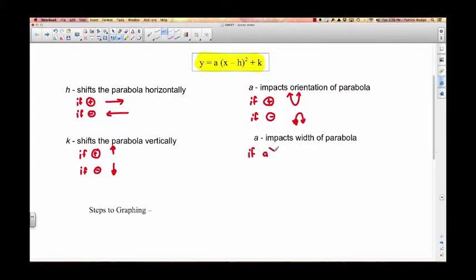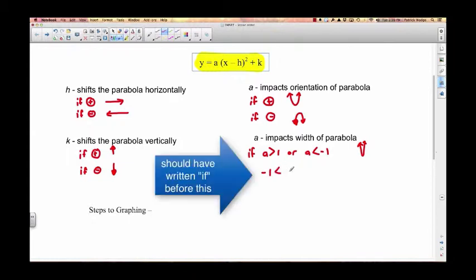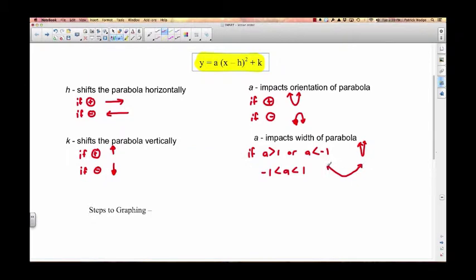If a is greater than 1 or a is less than -1, then you get a narrow parabola. So I'll just draw a really skinny parabola. But if a is between -1 and 1, then you get a wide parabola. Of course, if it's negative, it'd actually be facing down, and same with here. If it's negative, it'd be facing down.